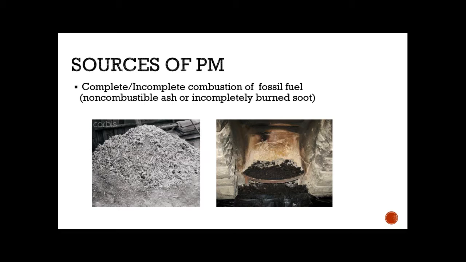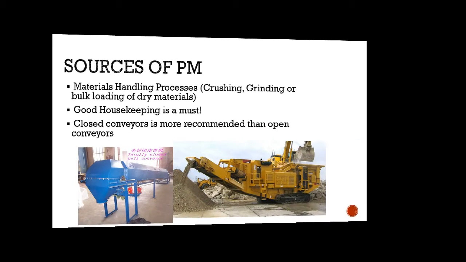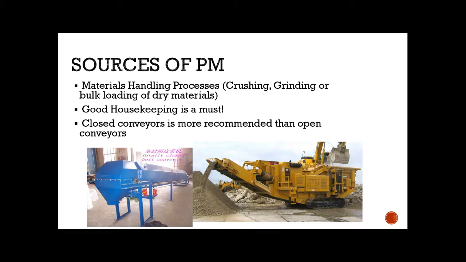Now, what are the sources of particulate matter? So it may also be coming from combustion of fossil fuel, particularly incomplete combustion, as we have mentioned. And then these non-combustible ash or incompletely burned particulate matter is termed as soot. Then it can also come from materials handling processes such as crushing, grinding, or bulk loading of dry materials.